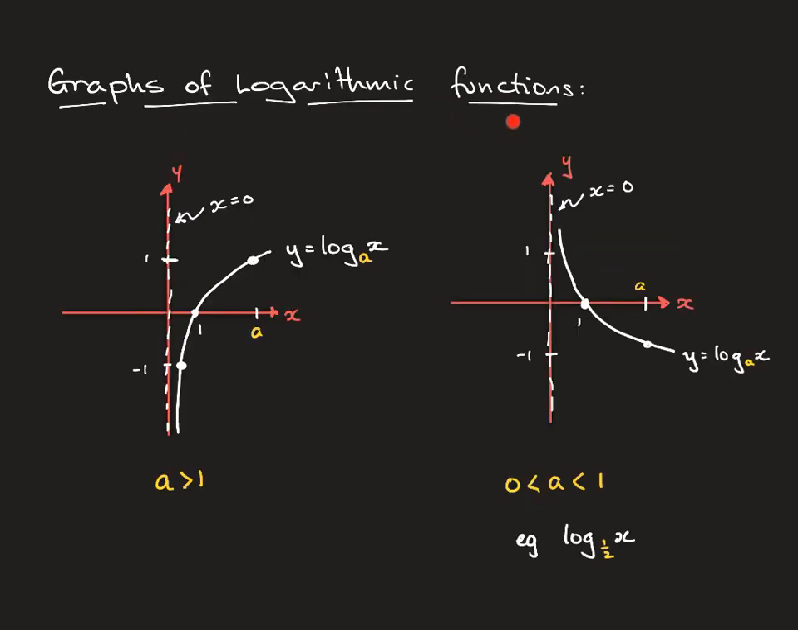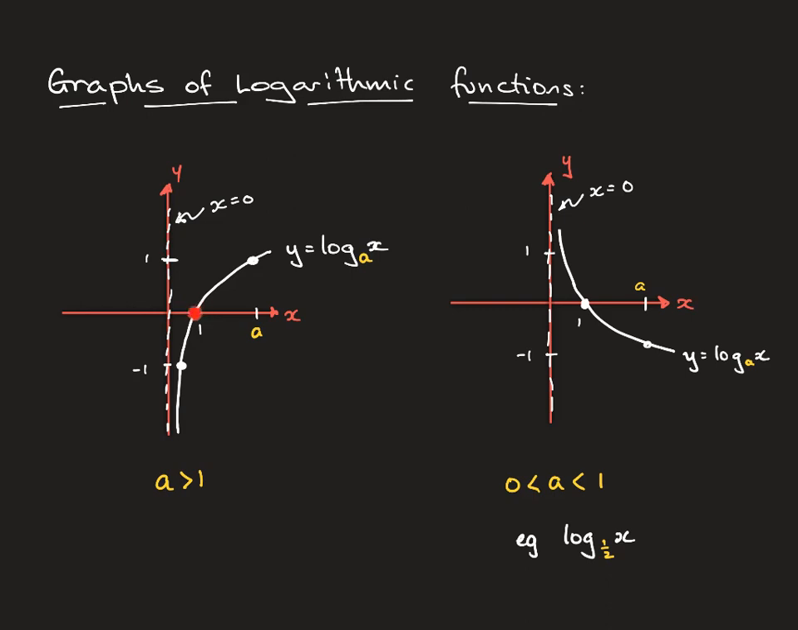So for our graphs of logarithmic functions, we have two basic shapes and they are determined by the size of the base. So in the first one we've got log to the base a of x, and our a value is a positive value greater than 1. And so the general shape of the graph looks like this. It has an asymptote at x is equal to 0, and it has a couple of key points.